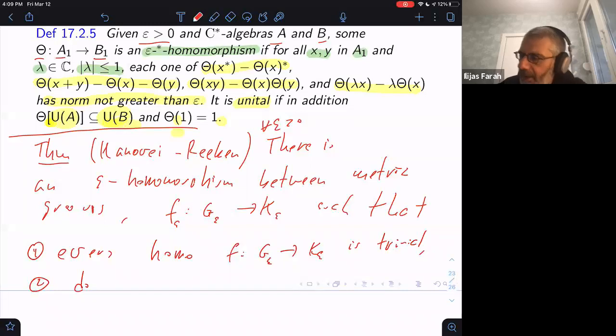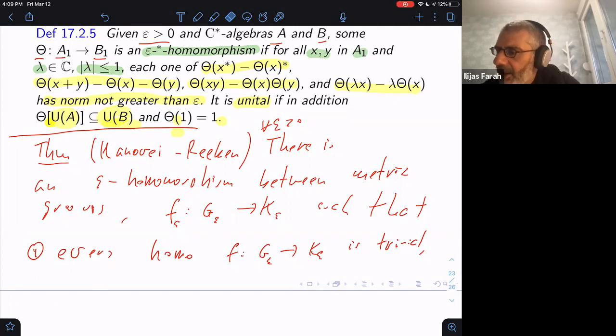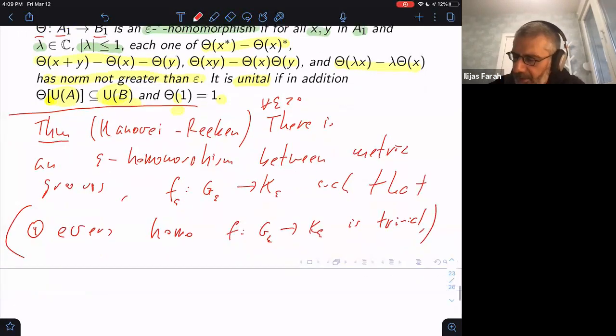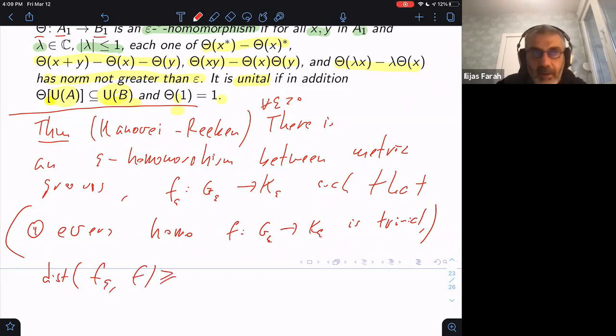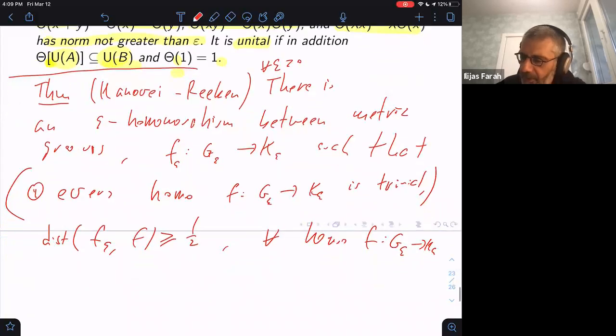Well, actually, I don't even have to say this. Okay, I don't need to erase this because it's not false, but it's part of the proof, really, such that the distance from f epsilon to f is at least something like 1/2 for every homomorphism f mapping G epsilon to K epsilon.